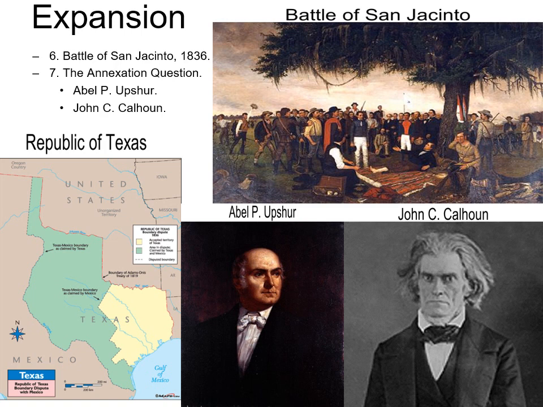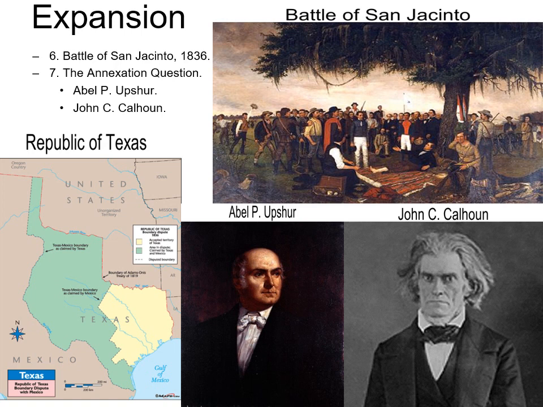So Abel Upshur will become the next Secretary of State under Tyler. First Secretary of State Webster couldn't do it. He sees it as evil. Second Secretary of State, Upshur of Virginia. He's got no problems with the institution of slavery. And he's going to work for the annexation of Texas.